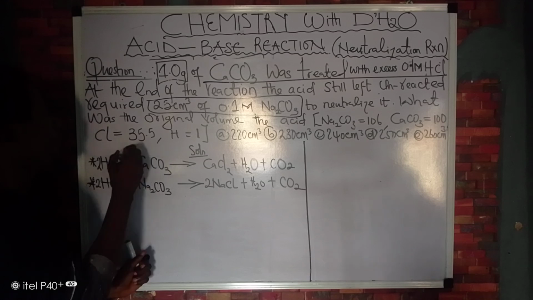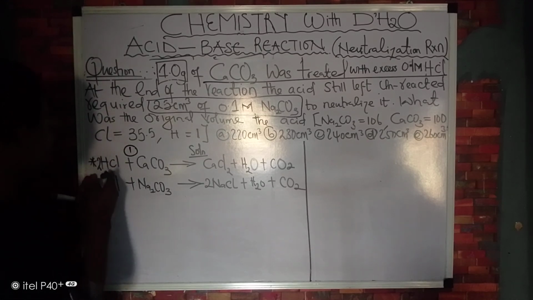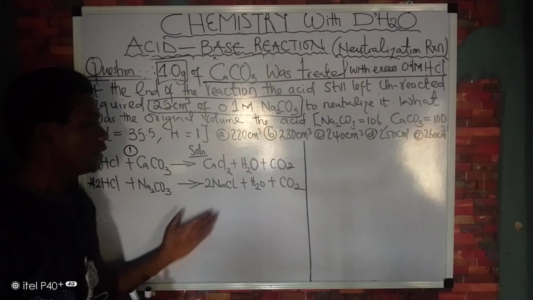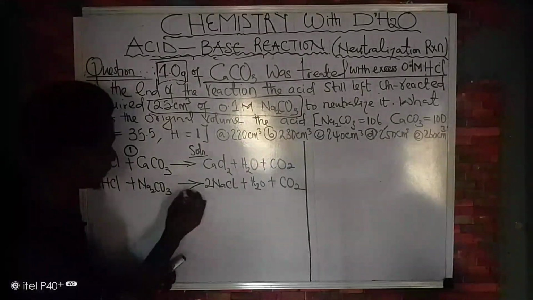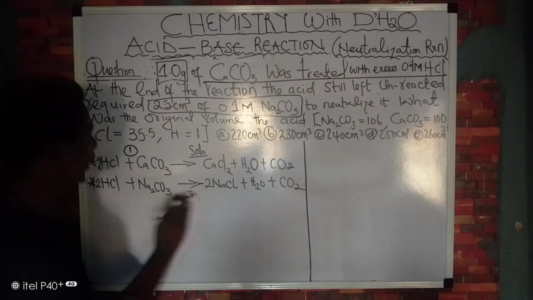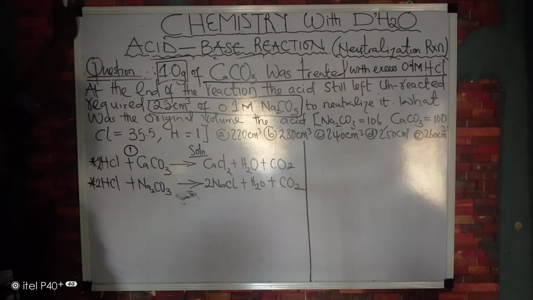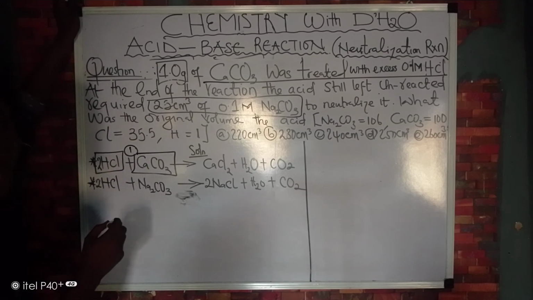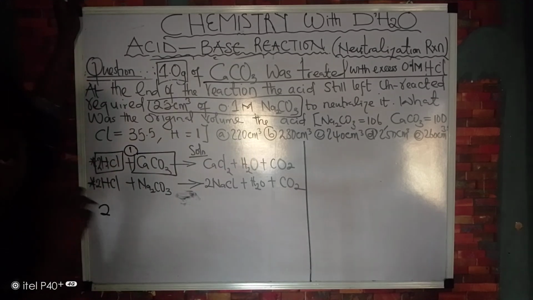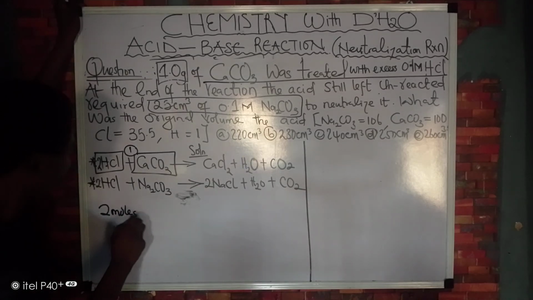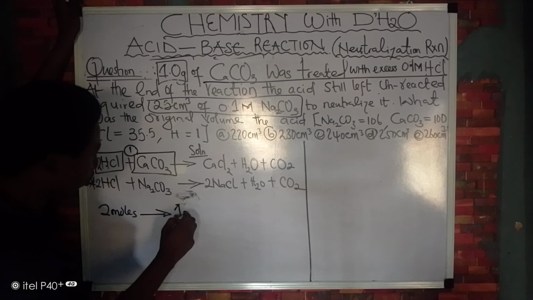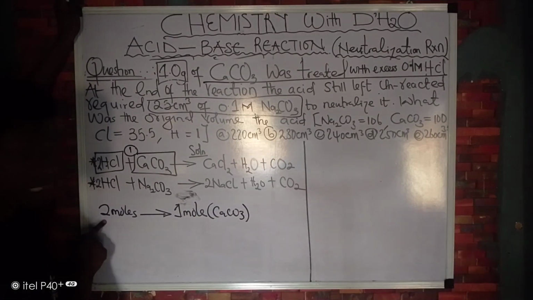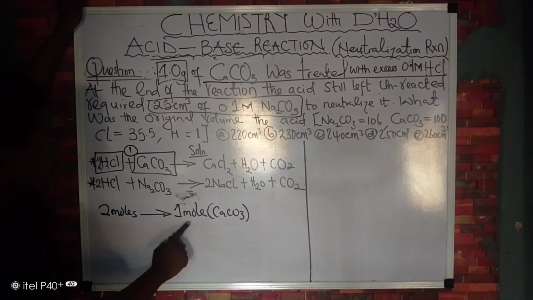The first reaction, number 1, is when your HCl reacts with CaCO3. And here's the product. So let's take it one after the other. Let's start with this. Look at this, class. You have 2 moles of the acid reacting with 1 mole of CaCO3. I'm starting with number 1. You have 2 moles of HCl required for 1 mole of CaCO3. Please be careful.